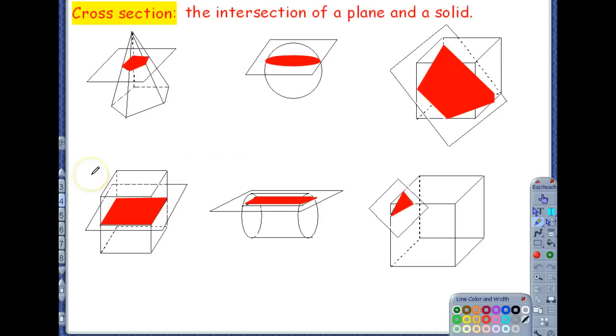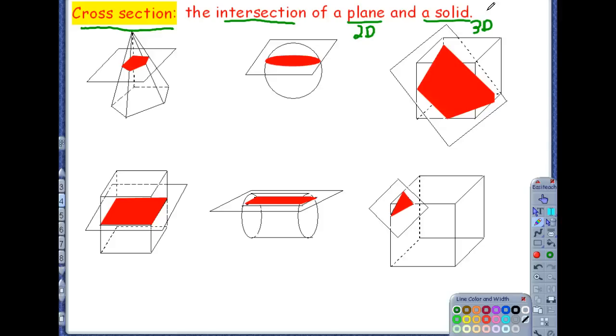Right. All right. Now, another vocab, lots of vocab today, is this idea of a cross-section. So what is a cross-section? It is the intersection of a plane and a solid. Now, a plane is 2-dimensional. A solid is 3-dimensional. So it's kind of like you're slicing through a 3-dimensional shape.